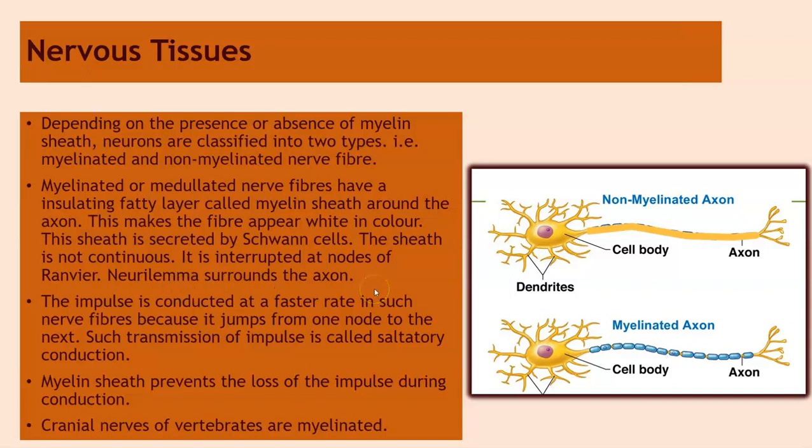Neurolemma surrounds the axon. Now, the impulse is conducted at a faster rate in such a nerve fiber because it jumps from one node to the next. So here along the axon, you can see that the impulse jumps from one node to the next, and in such a way, the impulse is conducted at a very fast rate. Such transmission of impulse is called saltatory conduction. Myelin sheath prevents the loss of impulse during conduction. The cranial nerves of the vertebrates are myelinated.